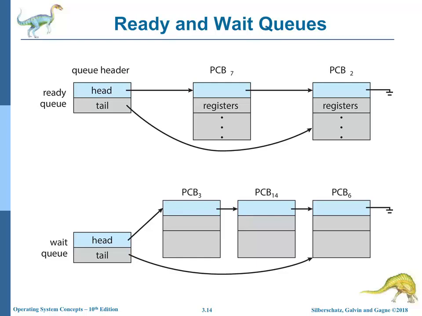When a process is allocated a CPU core, it executes for a while and eventually terminates, or is interrupted, or waits for the occurrence of a particular event, such as the completion of an I/O request. Suppose the process makes an I/O request to a device such as a disk. Since devices run significantly slower than processors, the process will have to wait for the I/O to become available. The processes that are waiting for a certain event to occur, such as completion of I/O, are placed in a wait queue.